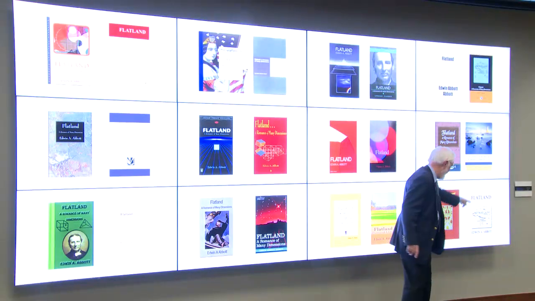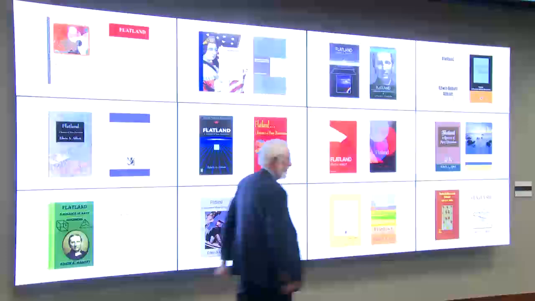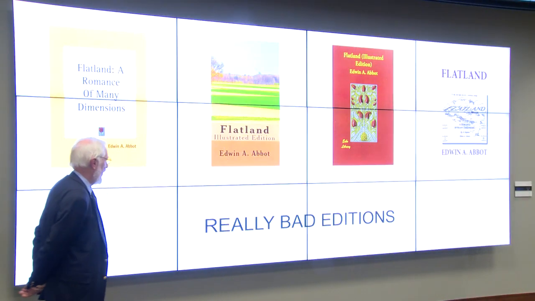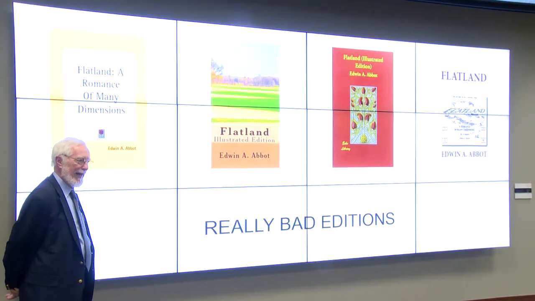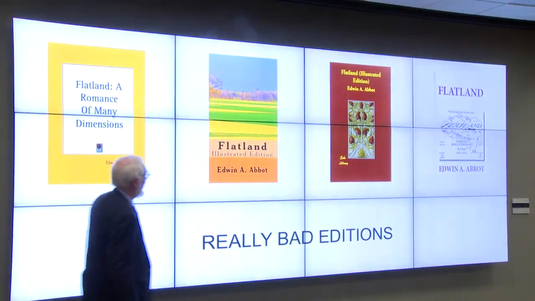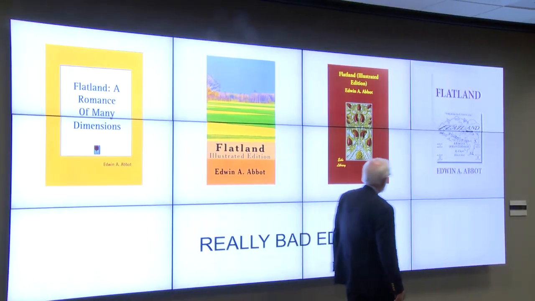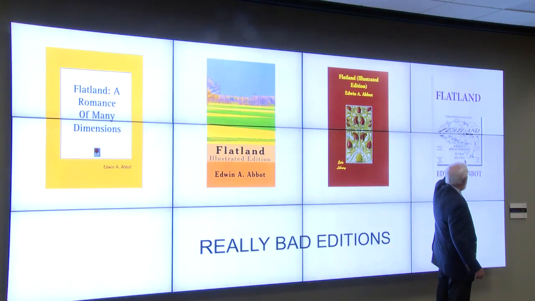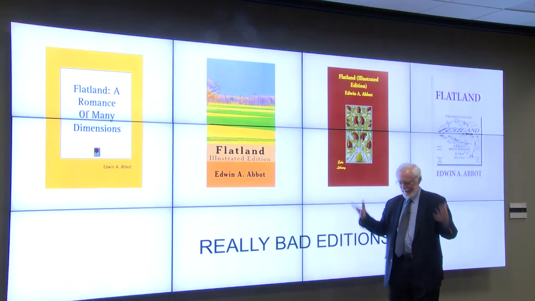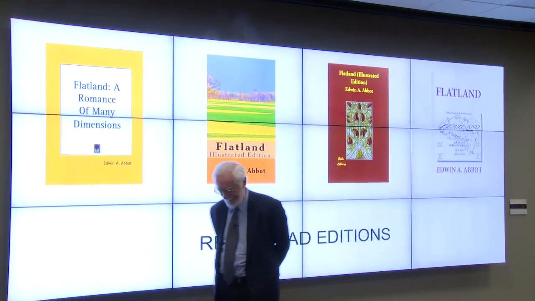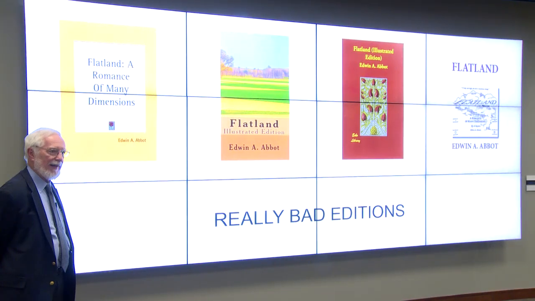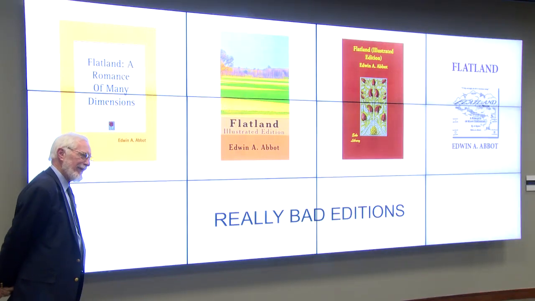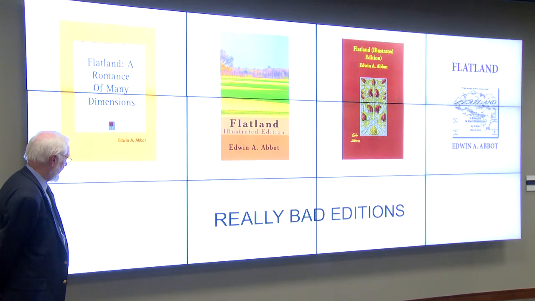What's wrong with these 4? Can I have the next slide? Really bad editions. Why are they really bad editions? They spell Abbott's name wrong. And this one here actually has his name with 2 T's, and they still spell it wrong. So I think that's really unforgivable. Anyway, unfortunately, I've got a habit of buying every edition I can. So I have stacks and stacks of these silly things.